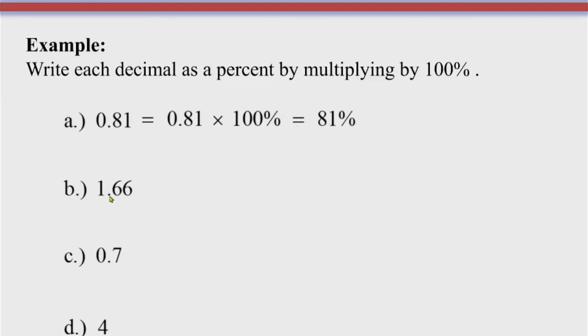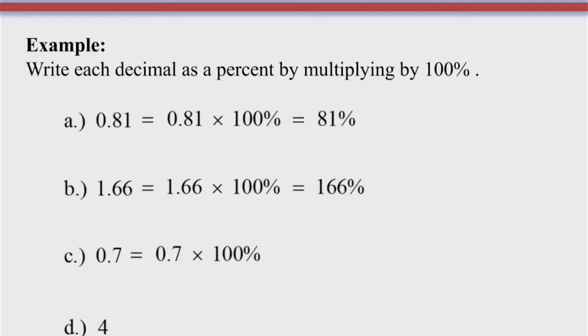If we multiplied 1.66 times 100 and a percent sign, then we would get 166%. If we multiply 0.7 by 100, we would get 70%. And if we multiplied 4 times 100%, we would get 400%.